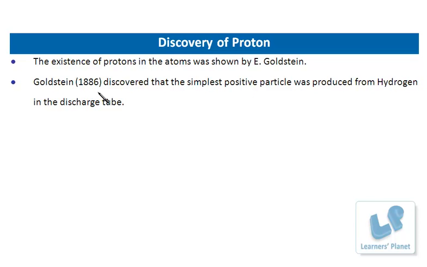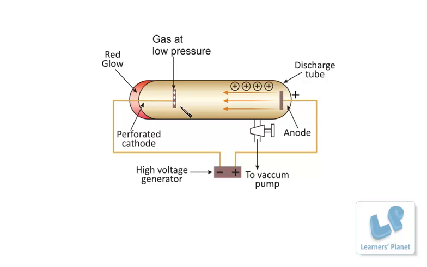Goldstein in 1886 observed that the simplest positive particle was produced from hydrogen gas in the discharge tube. So it is produced from the hydrogen gas which was taken in the discharge tube. Now let's see how he modified this discharge tube experiment, or the cathode ray experiment. In the cathode ray experiment, the cathode was at one end and there was the anode, which was connected to the positive terminal.